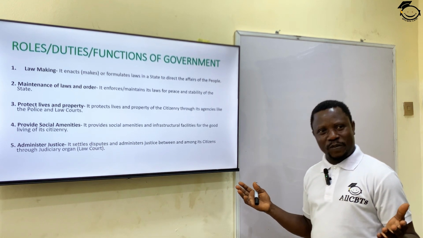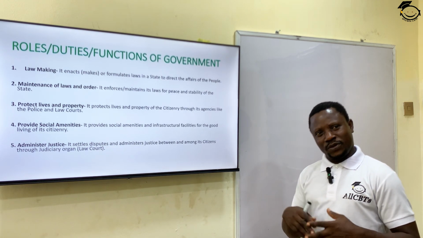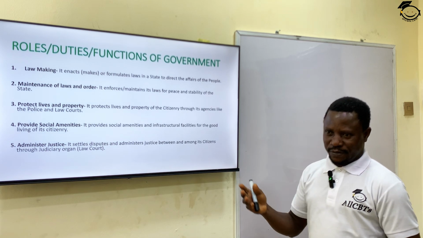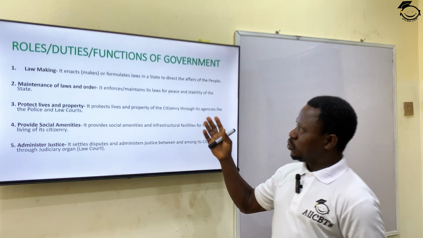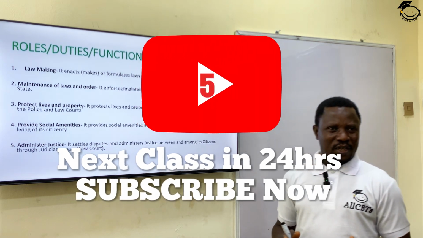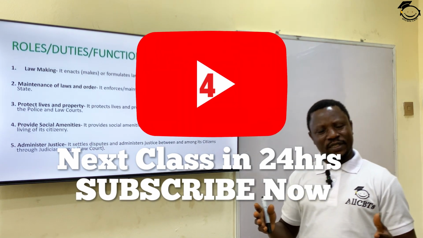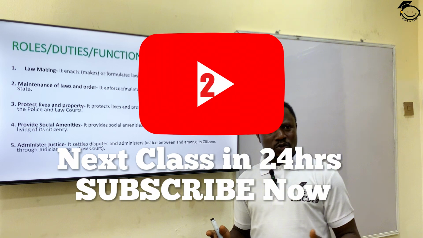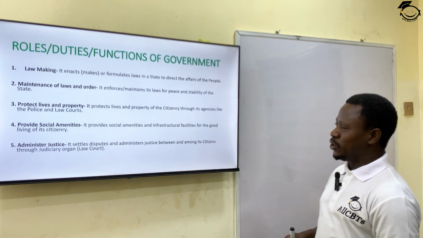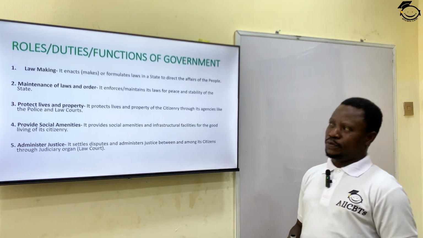So what are we expecting government to do when it's instituted in a state? 1. We're expecting any good government to make laws. When there are no laws in a society, there will be chaos. To avoid chaos, laws are established to direct the affairs of the people.